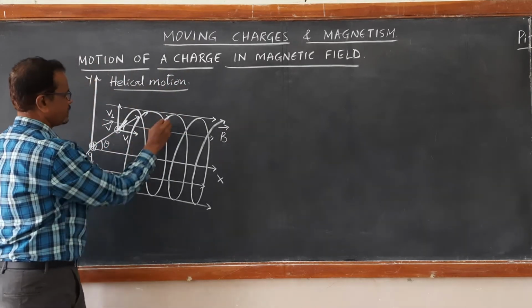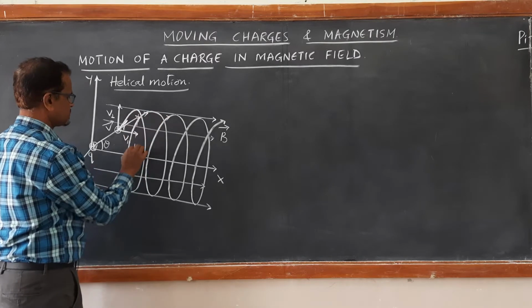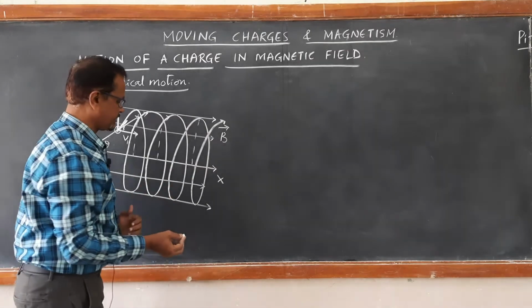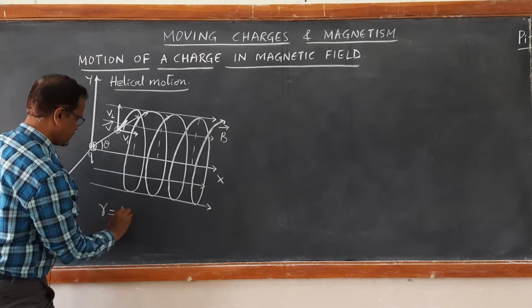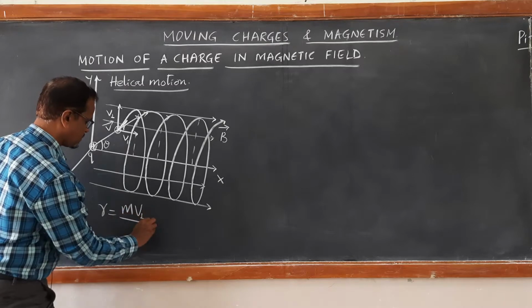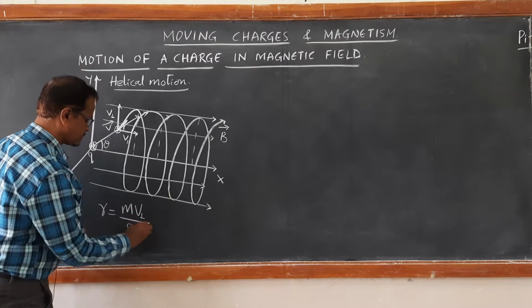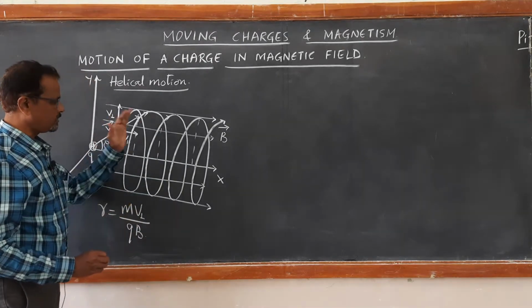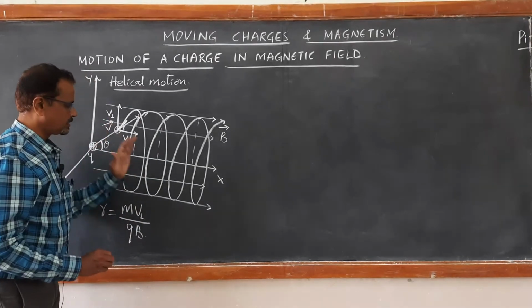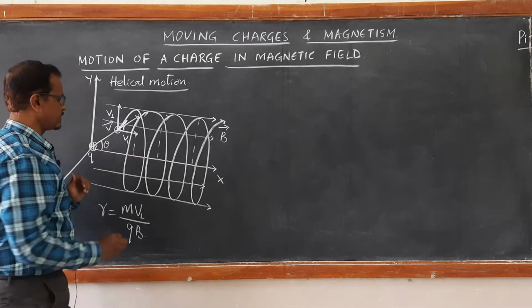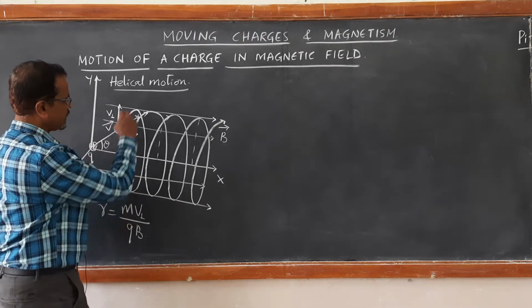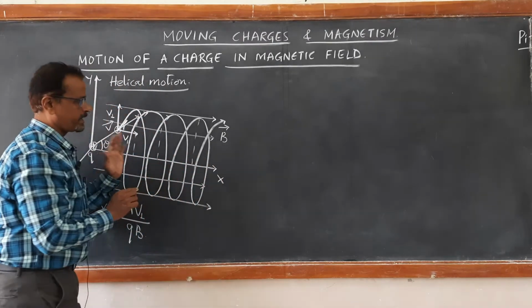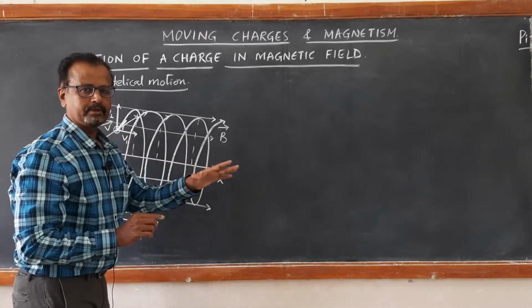So here it will have a fixed radius. The radius of the particle is fixed, and we know the equation for the radius. Radius is equal to m v perpendicular upon qB, because v perpendicular is the component responsible for the circular, revolutionary motion of the charged particle, and as a result it will undergo circular motion. But it moves along the direction of the magnetic field also because of the parallel component of the velocity vector.